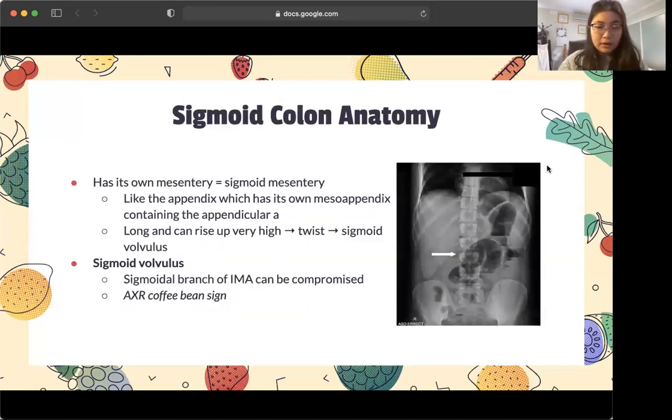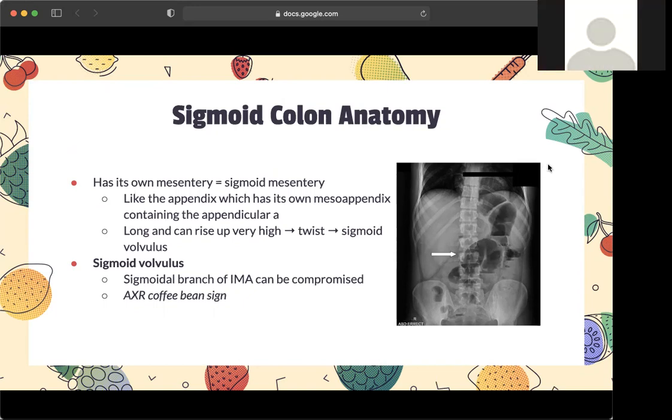Okay. Quick word on sigmoid volvulus. Regarding the sigmoid colon, it does have its own mesentery, kind of like the appendix. So appendix has mesoappendix, sigmoid colon has the sigmoid mesentery. Because it has a mesentery, it's more mobile. And so it can rise up really high and twist. And if it does twist, we can get sigmoid volvulus from it. Presents typically as constipation. Basically, we've got a blockage there. Nothing's going through. Vomiting, constipation, pain, those kinds of things. And very pathognomonic for this is you see an abdominal x-ray that looks like this. It's called the coffee bean sign. It looks like a coffee bean. Sigmoid volvulus is your diagnosis.